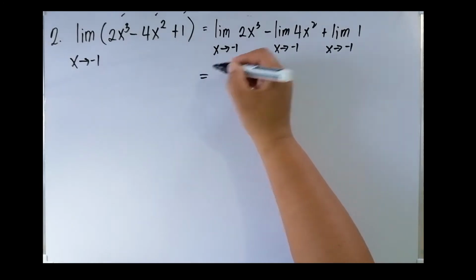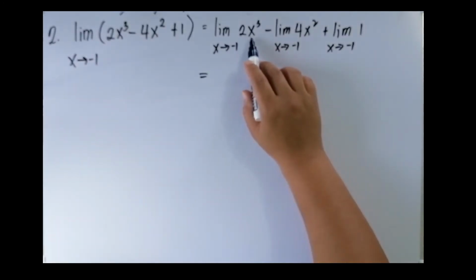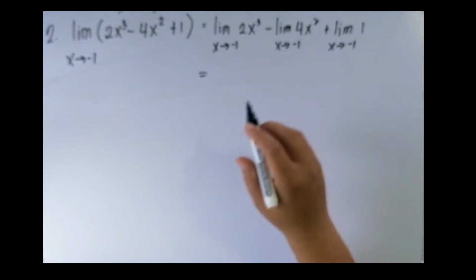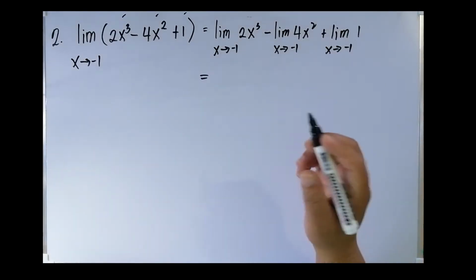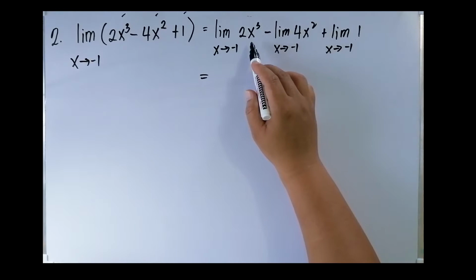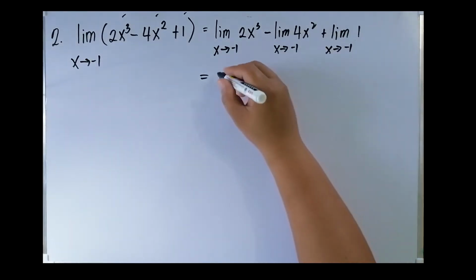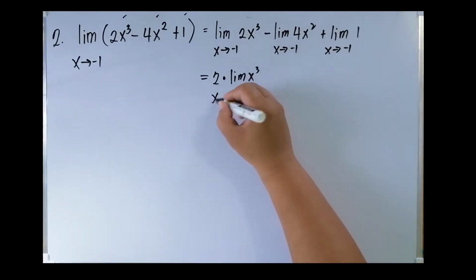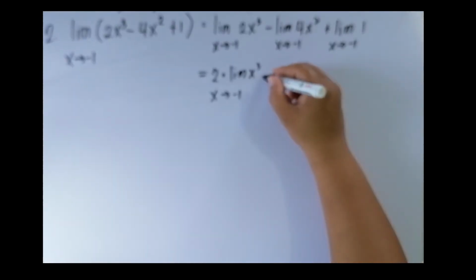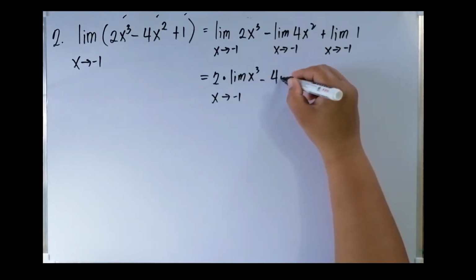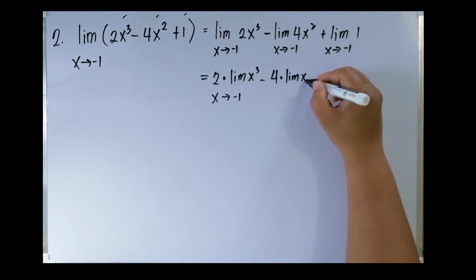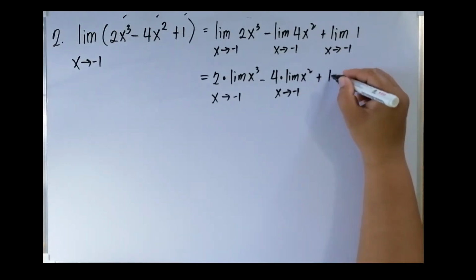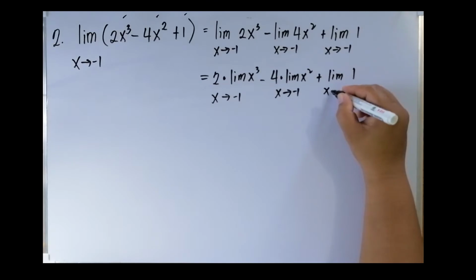So for the second step, we have here the limit of 2x cubed and the limit of 4x squared as x approaches negative 1. So this is constant multiple theorem. So we have, ilalabas lang natin yung mga constant nila. So we have 2 times the limit of x cubed as x approaches negative 1 minus 4 times the limit of x squared as x approaches negative 1 plus the limit of 1 as x approaches negative 1.